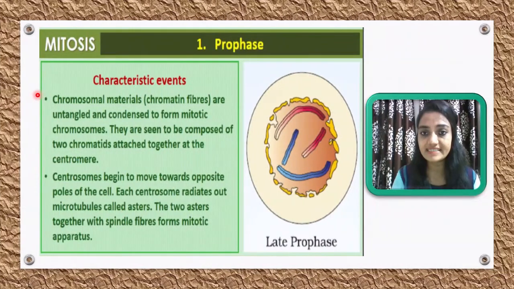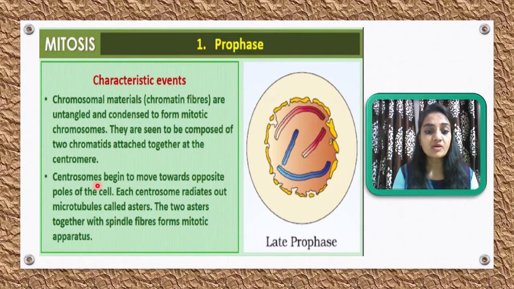Now let me discuss the characteristic features and events of prophase. What happens during prophase? First of all, the chromosomal material, also called chromatin fibers, is untangled. These are very interwoven structures, and they will be untangled and then condensed to form mitotic chromosomes. Now the chromosomes are formed. They are seen to be composed of two chromatids, as we have already discussed, attached together at the centromere. You know very well the structure of a chromosome: two chromatids attached together by the centromere.